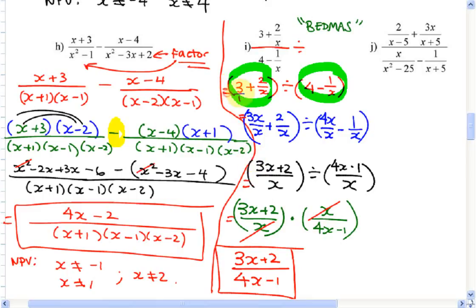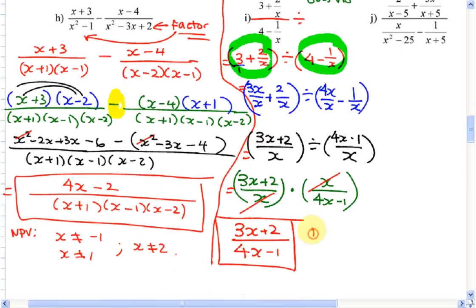Except we didn't find your NPVs yet. It's not okay. What are your NPVs for this case? 0 and 1 over 4. Okay, look at your denominator, 4x minus 1. Therefore, 4x minus 1 can't be equal to 0. 4x can't be equal to 1. X can't be equal to 1 over 4.